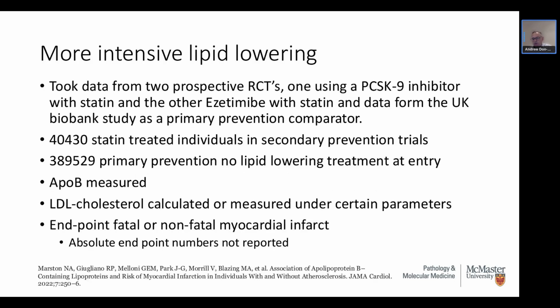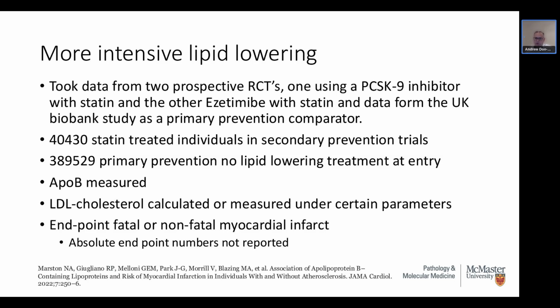In the last number of years, we've been seeing more intensive lipid lowering using PCSK9 inhibitors particularly, and a little bit before that, ezetimibe was also used with statins. So another group have done not a full meta-analysis, but they've taken 3 trials, or 3 populations, 2 prospective randomized controlled trials. One was using a PCSK9 inhibitor with the statin, and the other was ezetimibe with the statin. So both these populations were on a statin, and they were randomized in the trials to PCSK9 inhibitor or placebo, or ezetimibe and placebo, but they were all on a statin.